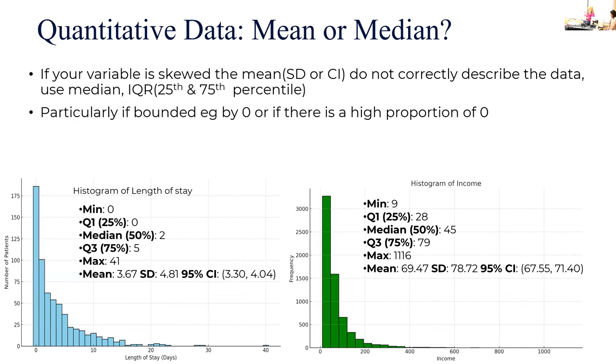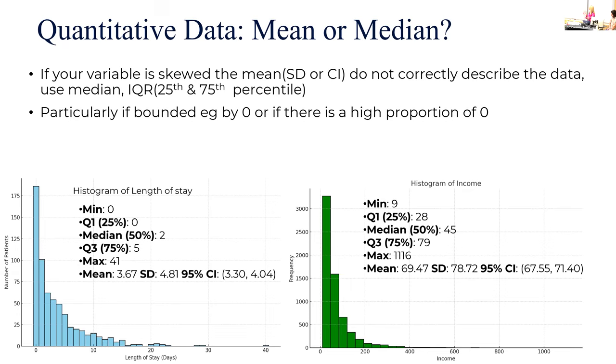So if your data is skewed, the mean doesn't represent the center of the spread. And when that becomes important is if you were the administrator of the hospital, the CEO of the hospital, and you're using a mean, you're getting a mean stay in the hospital of 3.67 days. Well, that could have really big implications on your budget.